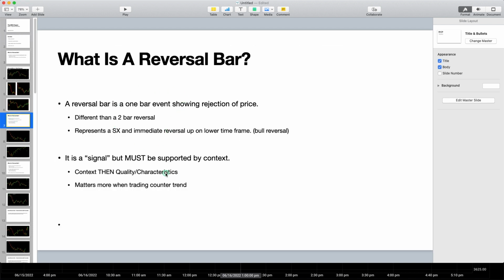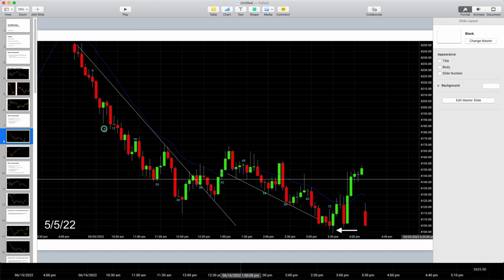So we mentioned this first point. The second point is that a reversal bar is a signal, but it must be supported by the context. So first we look at the context and make sure that a reversal is worth taking, and then we start worrying about the quality and the characteristics of the bar itself. And so here, for example, bar 9 and bar 15 and bar 21 are all bull reversal bars, or they have the appearance of a bull reversal bar. Bar 21 is not a textbook reversal bar, but bar 9 and bar 15 are.